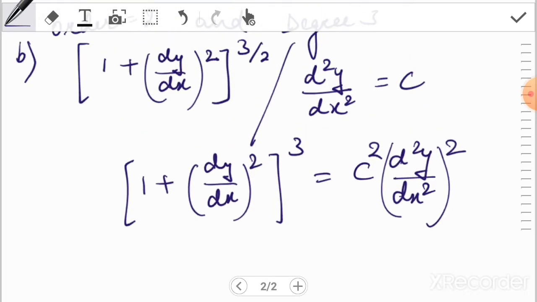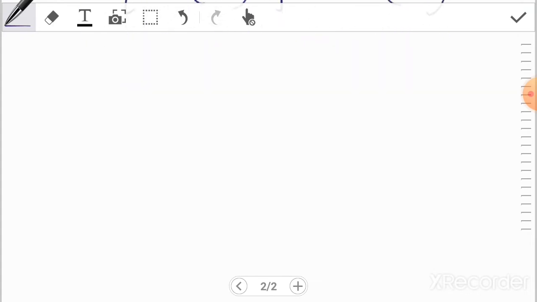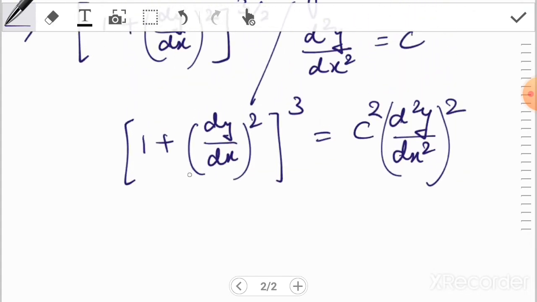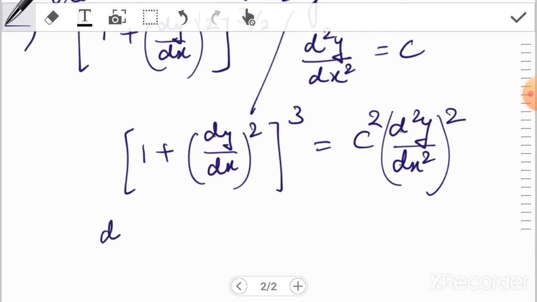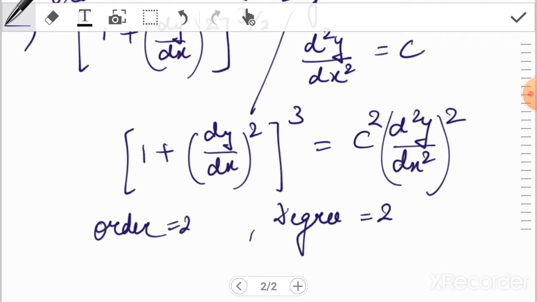Now since the highest derivative occurring in this is of order 2 again, this equation is of order 2, and the degree of the highest derivative, that is d square y by dx square, is 2 again, so this equation is of order 2 and degree both as 2.